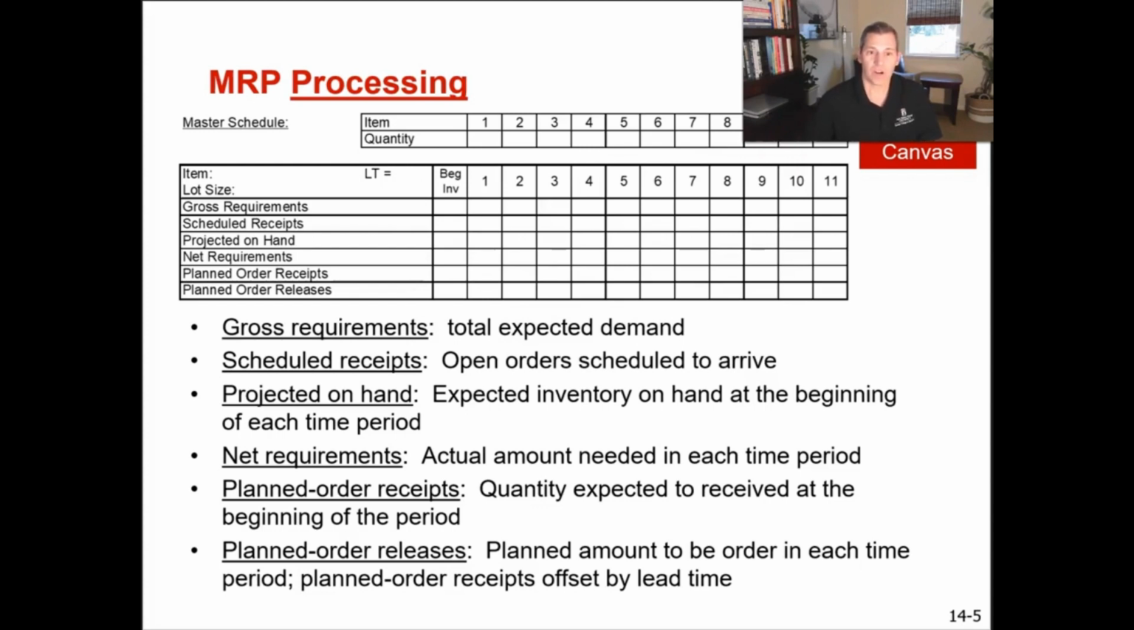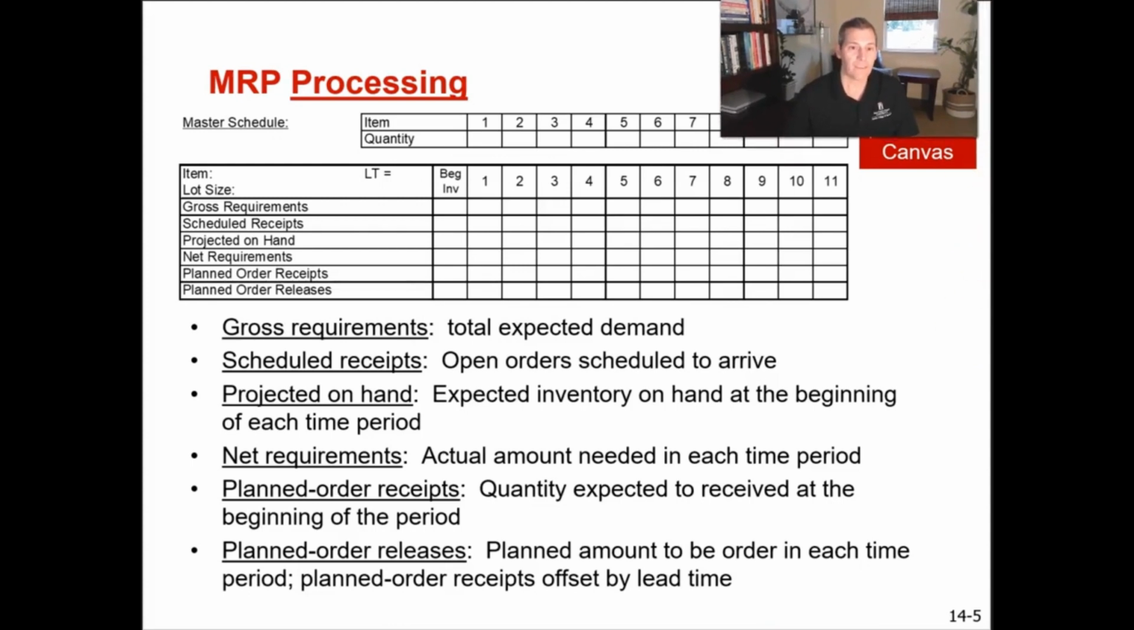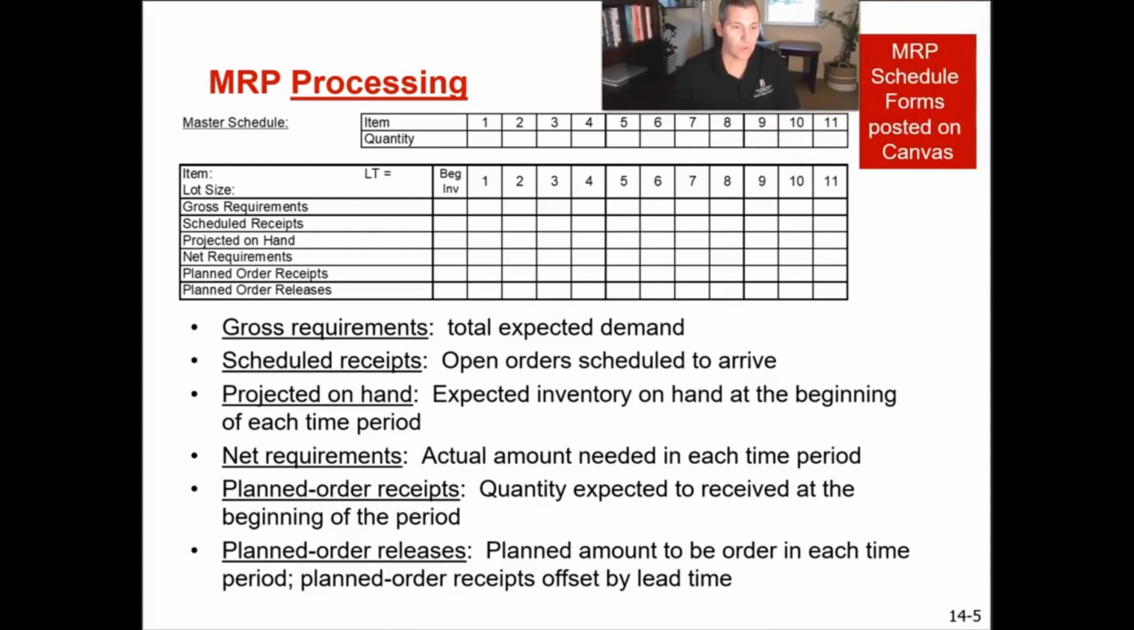So here is your MRP processing blank form. Again, this is provided to you on Canvas, and you can print a couple copies so that we can walk through these together. So MRP processing. We've already pretty much gone through what most of these definitions mean, but gross requirements is your total expected demand. Scheduled receipts is your open orders scheduled to arrive. Projected on-hand inventory is the expected inventory at the beginning of each time period. And then net requirements is the actual amount needed in each time period.